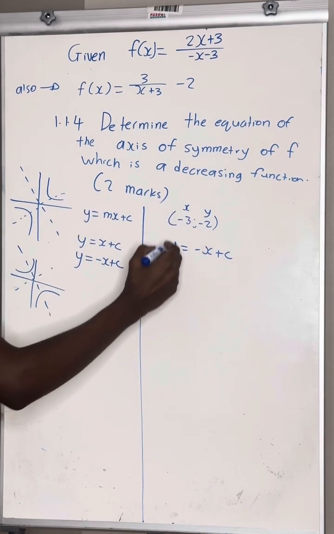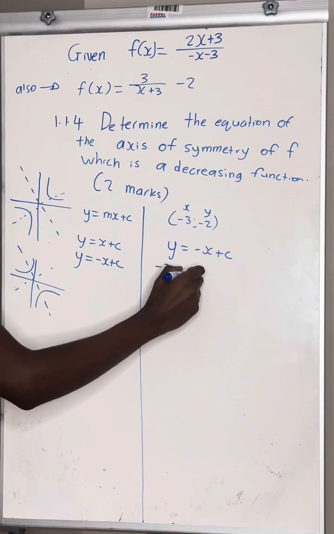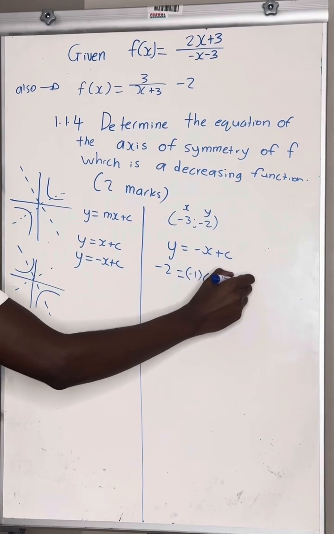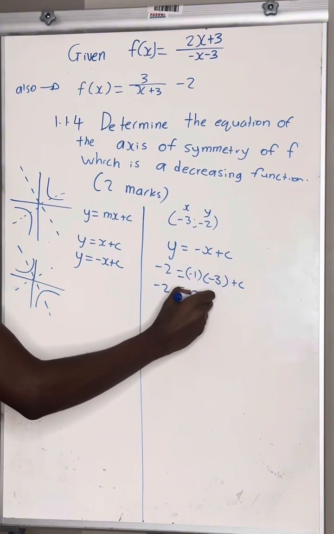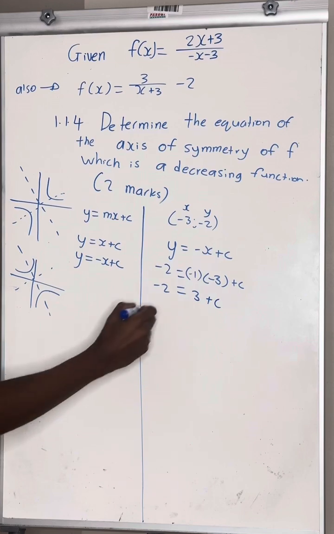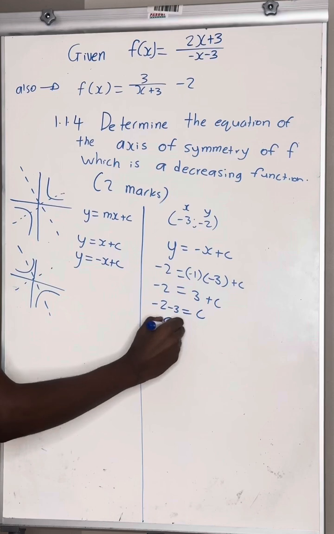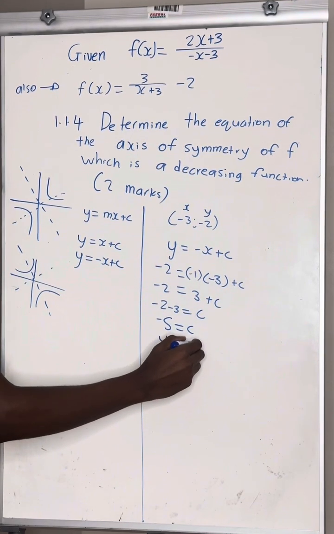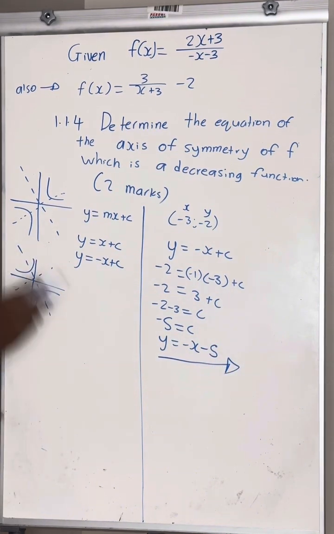So let's substitute these coordinates: negative 2 is equal to negative 1 times negative 3 plus c. Negative 2 is equal to negative 1 times negative 3, that is positive 3, and then plus c. Negative 2 minus 3 is equal to c, and then negative 5 is equal to c. So it's y is equal to negative x minus 5. This is the equation of the axis of symmetry of f, which is a decreasing function.